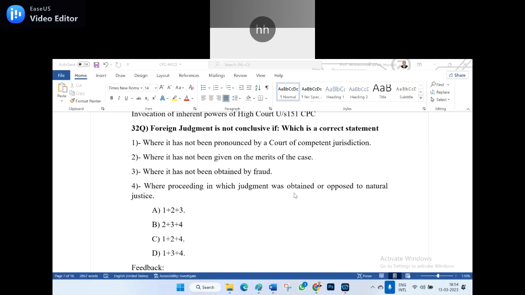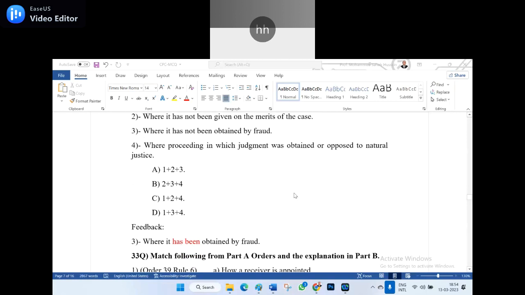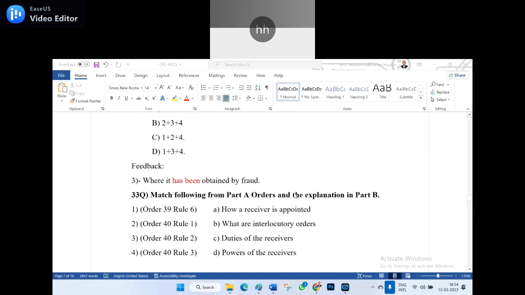So the right answer is 1 plus 2 plus 4. That is the correct statement. The wrong one is where it has not been obtained, but actually it is where it has been obtained by fraud. So that is the feedback. Is it clear? Yes, sir.